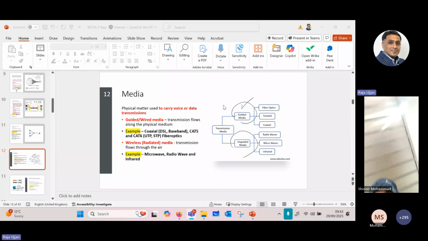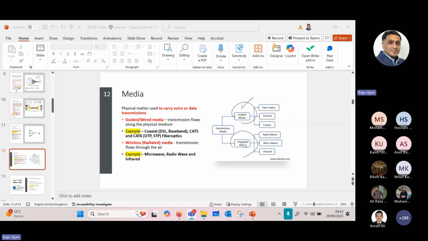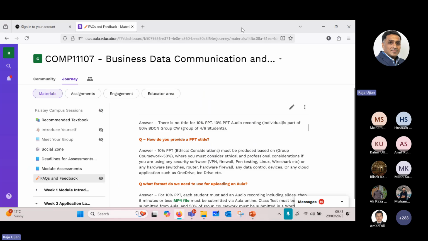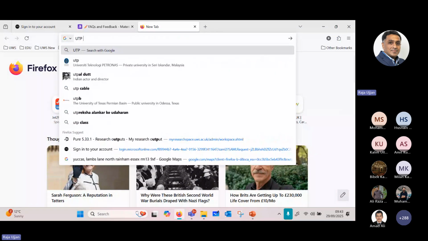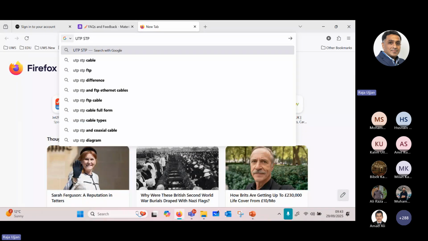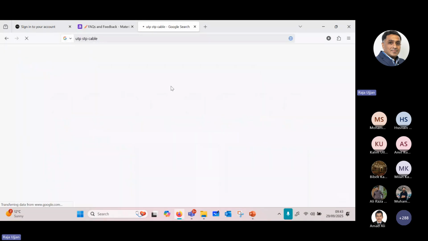Sorry, guys. The guided media is all about using fiber optic to communicate through a physical connection, or using twisted and untwisted cable. I would say everybody, try to learn something from Google. What is UTP and STP? These are common cables you have used many times, most of you.